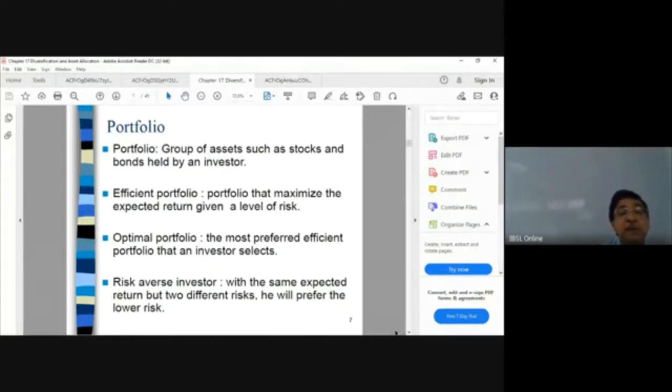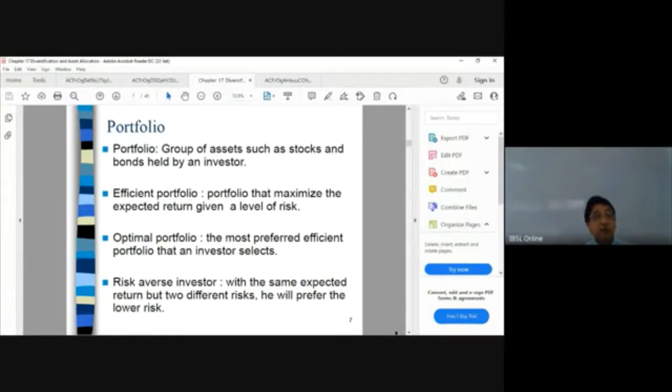Portfolio: a group of assets such as stocks and bonds held by an investor. Group of assets, so that means a portfolio means more than one asset. Now if you want to have a very simple portfolio, at least it should have two assets. Two asset portfolio is the simplest portfolio.